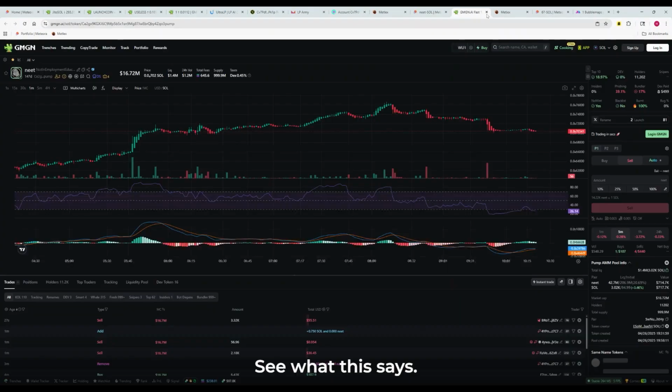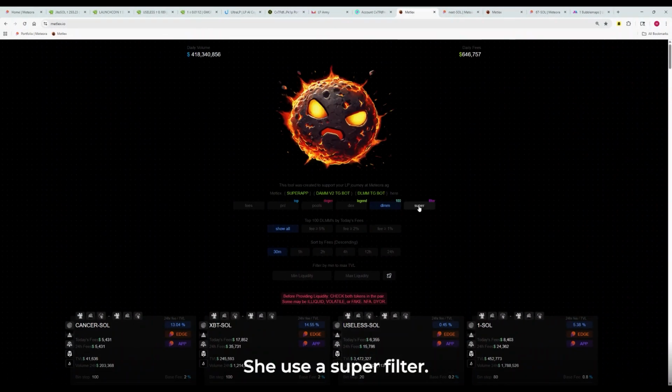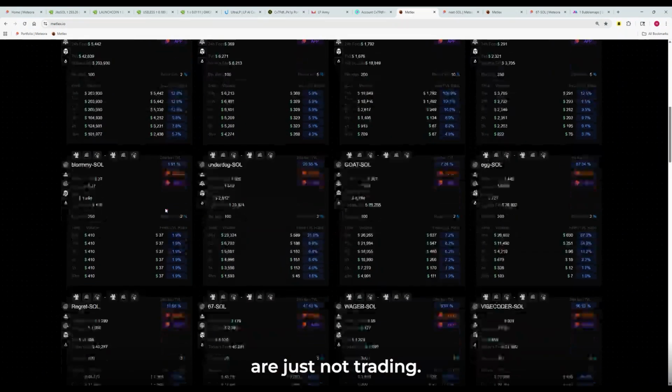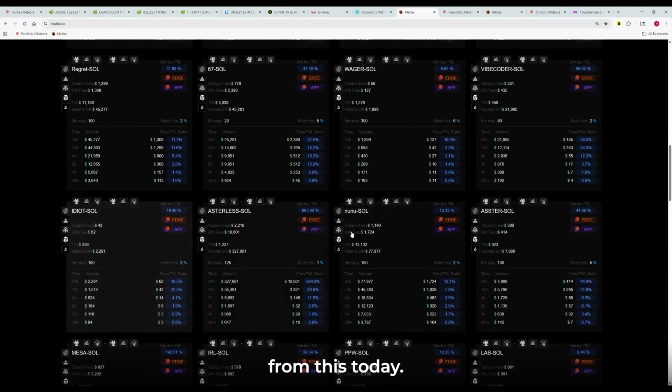Let's see what this is. 147 days. I'm looking for something a little bit newer. I know what I'll do. Let's use a super filter. And weekends are some of the worst times to pick anything because a lot of tokens are just not trading. You may not be having very much from this today.